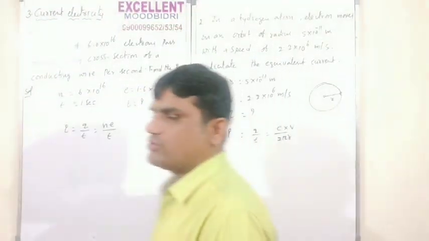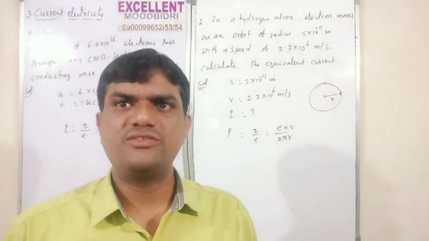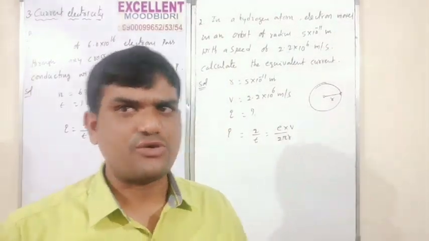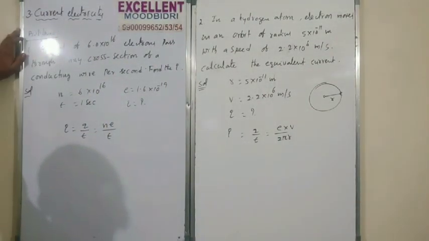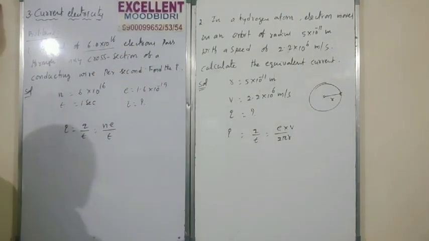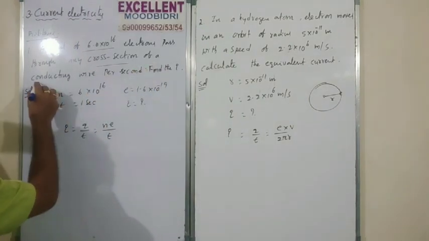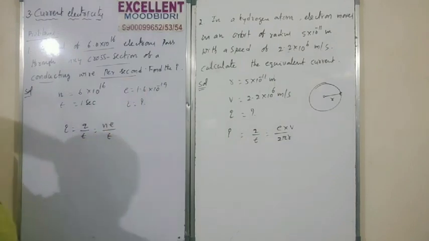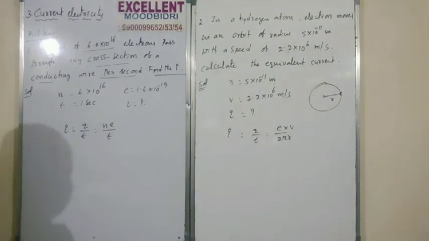Right, so now we will solve some problems. Based on whatever concepts I have given till now, I will solve some problems. Now, problem number 1. What is the problem given? 6.0 into 10 power 16 electrons pass through any cross section of a conducting wire per second. Find the current.